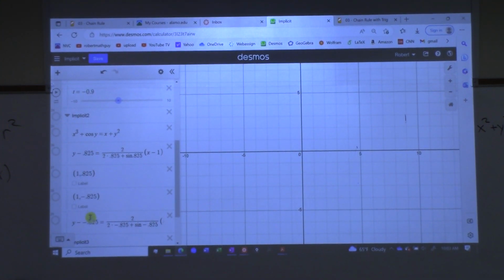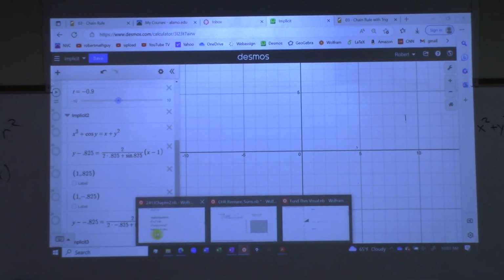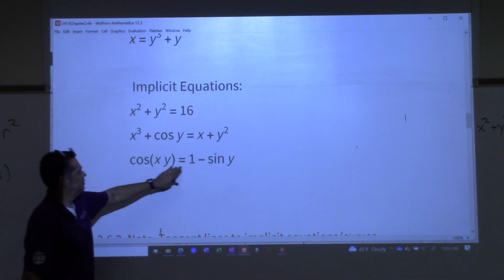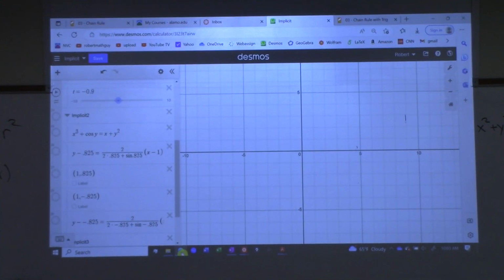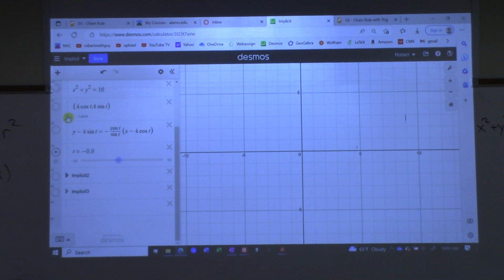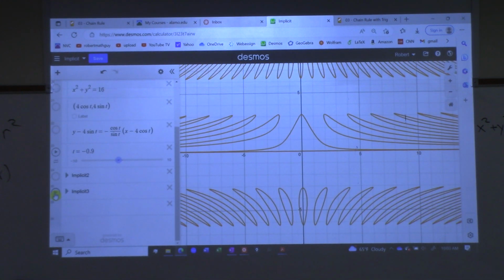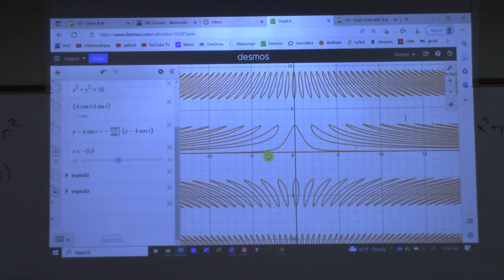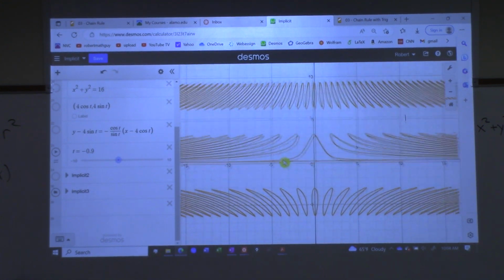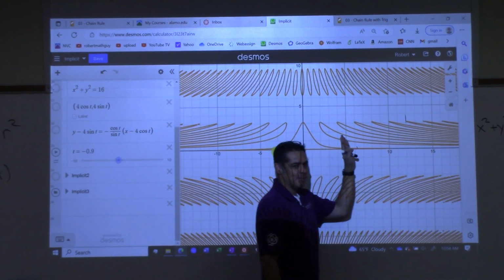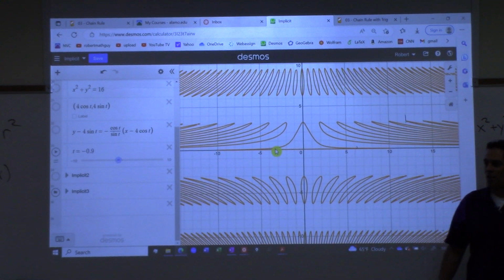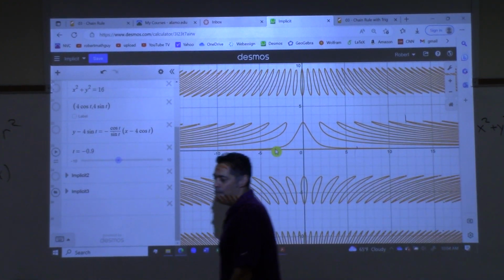And then the last one, this equation right here. You ready to see that one? Wow. Okay. All right, that's what it looks like. Does this pass the vertical line test? Absolutely not, right?